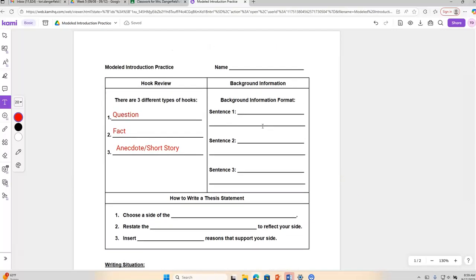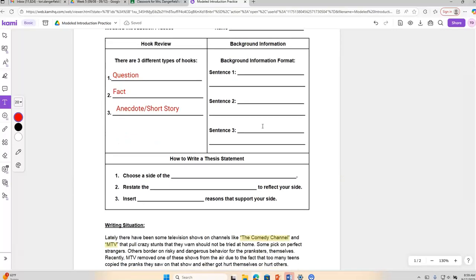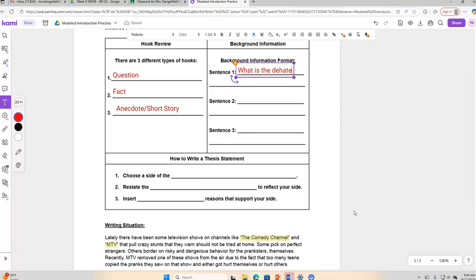I'm going to flip back over to the front. We're going to talk about background information next. Remember, background information comes right after our hook, and the job of the background information is to tell our audience what we're writing about and why it is important. And to do that, we're going to have 3 sentences in our background information, and each of those sentences is going to answer a different question. So sentence number 1 is going to tell us, what is the debate? In other words, what is it that people are arguing about?